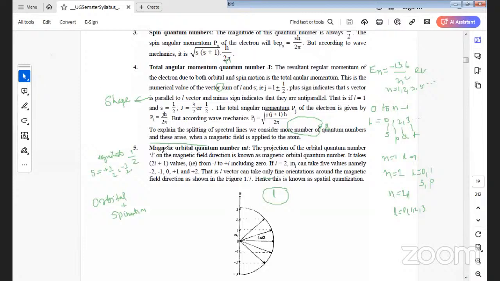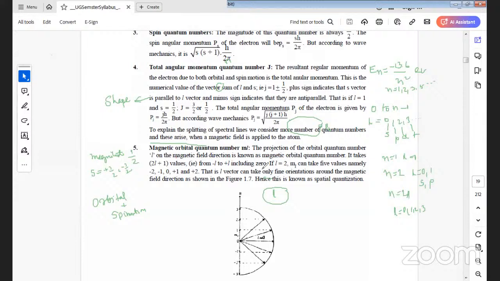Right. Next is the magnetic orbital quantum number, ML. When an atom is placed in a strong magnetic field, the electrons with the same values of principal quantum number n and orbital quantum number L may still differ in their behavior.